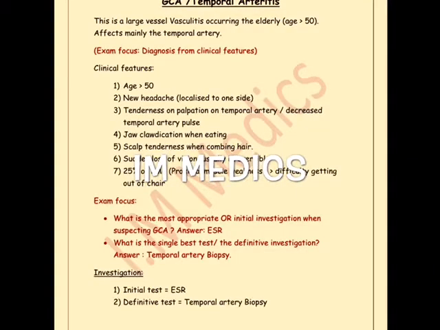Hi guys, this is a lecture on vasculitis. We're going to cover GCA and a few important diseases here for the Plab 1 exam. GCA is super important. What does GCA stand for? Giant cell arteritis, also called temporal arteritis.